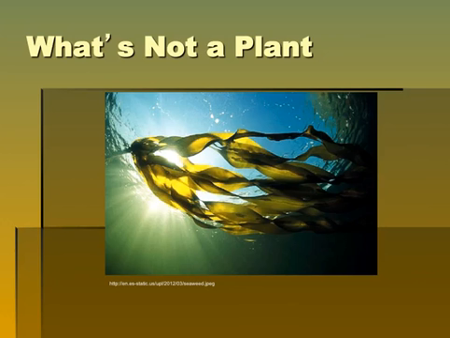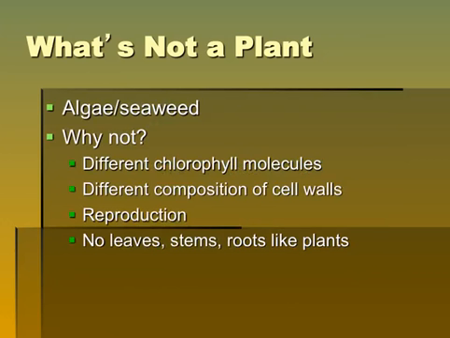Let's discuss what is not a plant. This is a picture of seaweed. Seaweed or algae is not a plant. Why not? It contains different chlorophyll molecules rather than A and B. There is a different composition of the cell walls rather than cellulose. Their reproduction is different, and they do not have true leaves, stems, and roots like plants do.